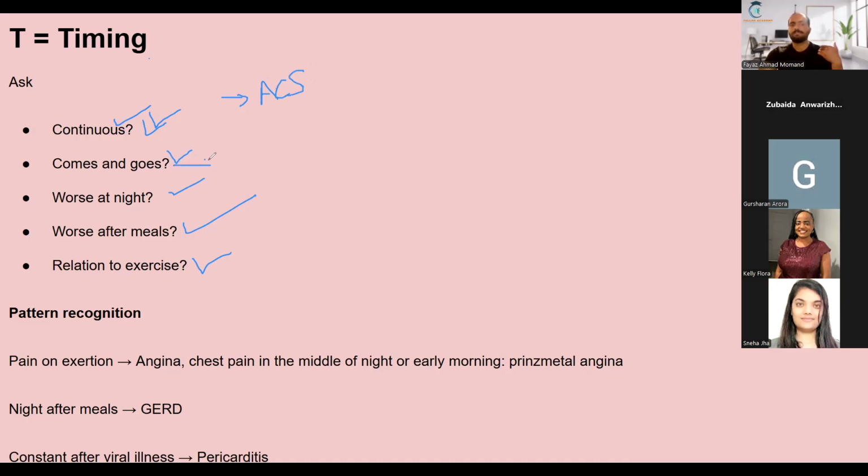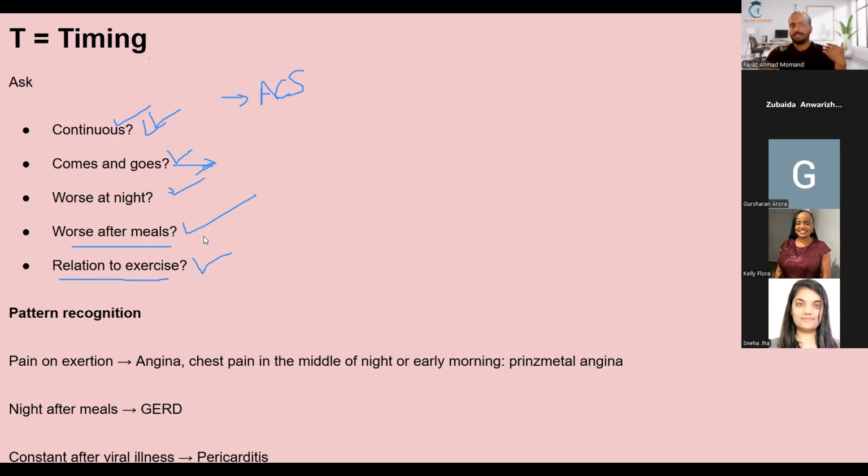If the patient says that my pain starts suddenly and then it stops, if it is on exertion, it could be angina. If it is without exertion, for example, a young woman with chest pains at night, think of prinzmetal angina, which causes pain at night or in the middle of the night or early morning. If pain is worse at night, it could be GERD or again prinzmetal angina. If pain is worse after meals, it's likely to be from GI origin, like peptic ulcers.